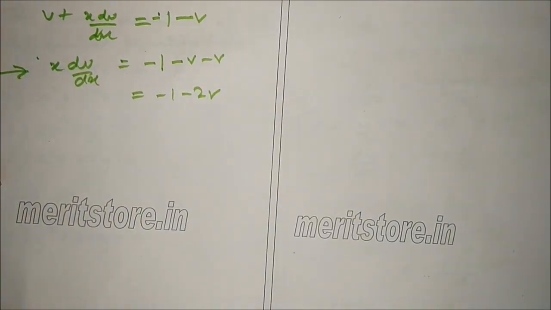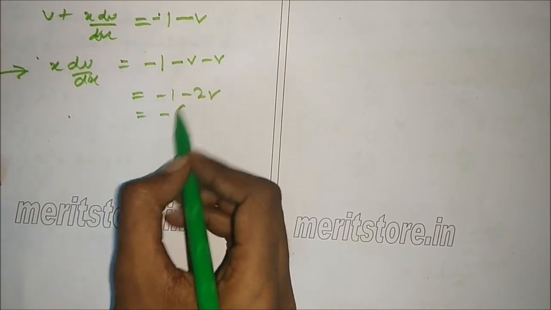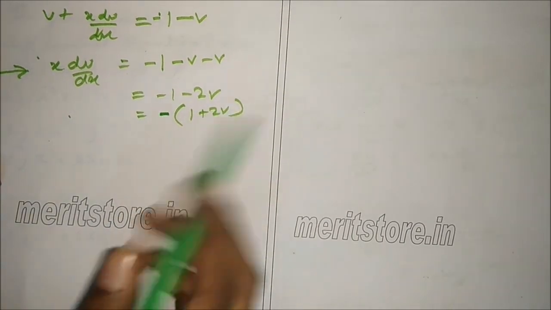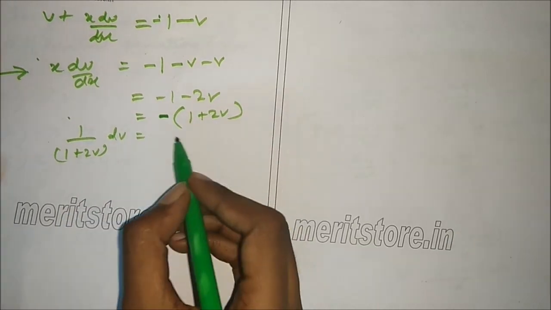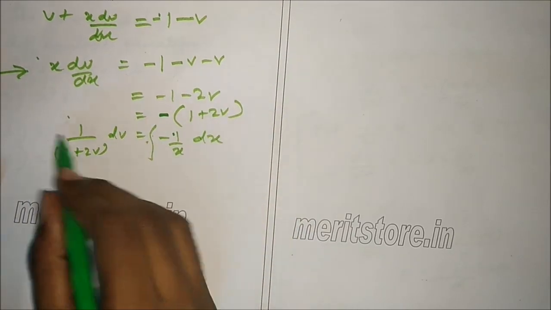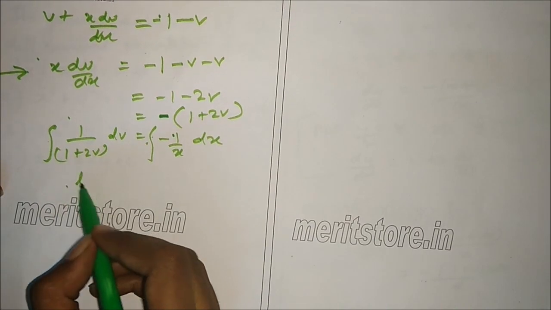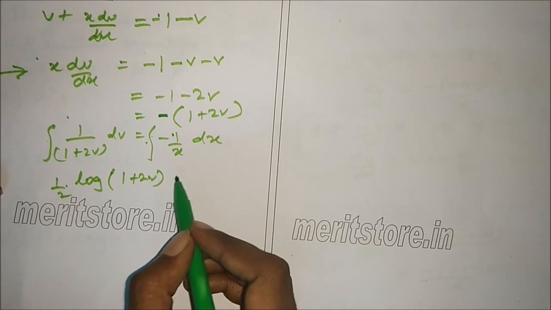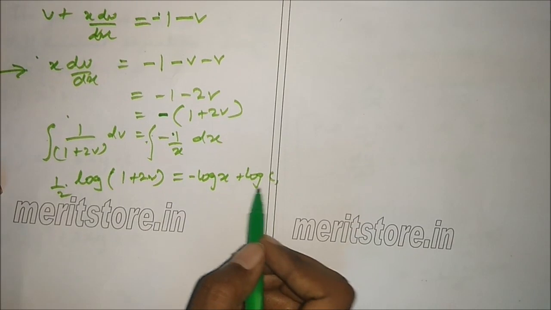So bringing v terms on one side and x terms on the other side, this is equal to minus of 1 plus 2v. So we keep the negative sign in RHS. So this will be 1 by 1 plus 2v dv equals minus 1 by x dx. Now we integrate this. So integration gives us half log of 1 plus 2v equals minus log of x plus log c1. Let this be the constant.